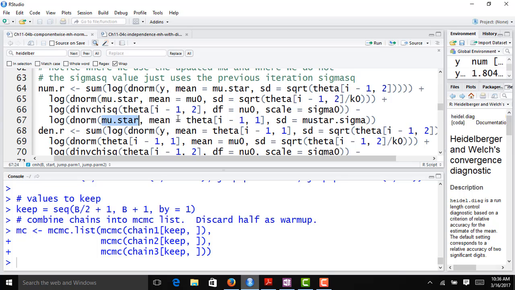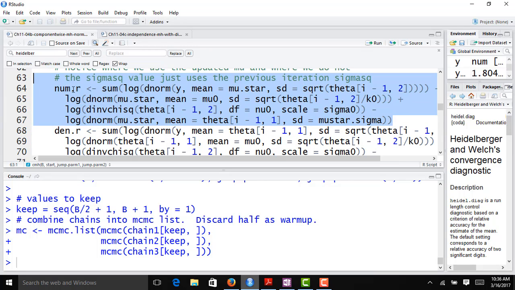The mean of that jump distribution was the mu used in the previous iteration of my chain. And the mu parameters are in column 1 of theta. To get the value in the previous iteration, I'm going to look at row i minus 1. And then the scale parameter is mu star dot sigma. And so this is the numerator of my log acceptance ratio.